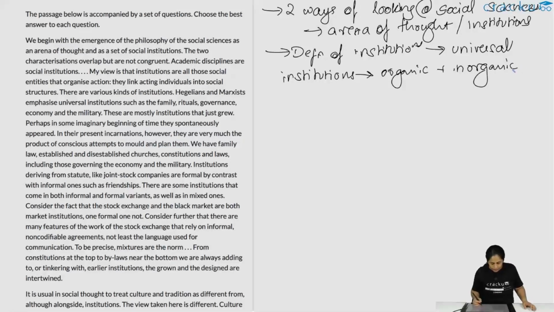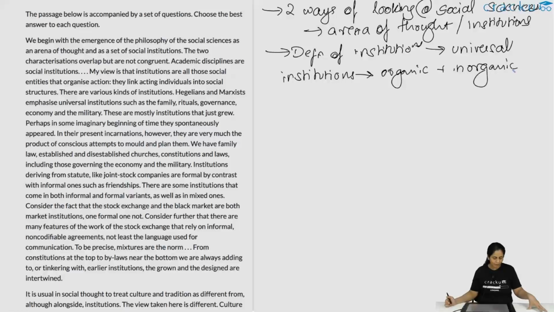Okay. We have family law, established and de-established churches, constitutions and laws, including those governing the economy and the military. Institutions deriving from statute like joint stock companies are formal by contrast with informal ones such as friendships. There are some institutions that come in both informal and formal variants as well as mixed ones. Consider the fact that the stock exchange and the black market are both market institutions, one formal, one not. Consider further that there are many features of the work of the stock exchange that rely on informal, non-codifiable agreements, not least the language used for communication.